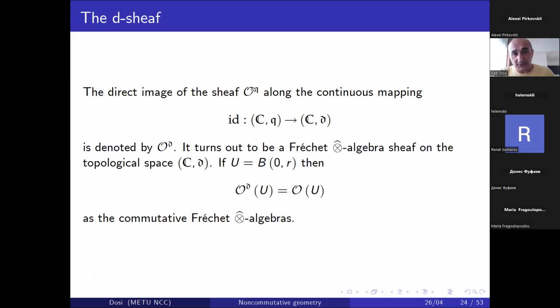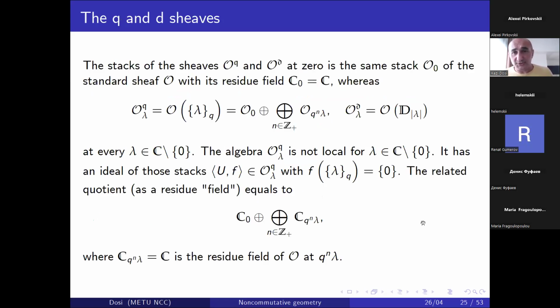Well, we can also introduce OD for the disk topology. It's exactly the same. If you take the disk, it's just the same algebra of holomorphic functions on this disk. So they also are commutative Fréchet algebras. So we have two notations, OD and OQ. But don't think that they are the same sheaf. No, they are totally different sheaves.